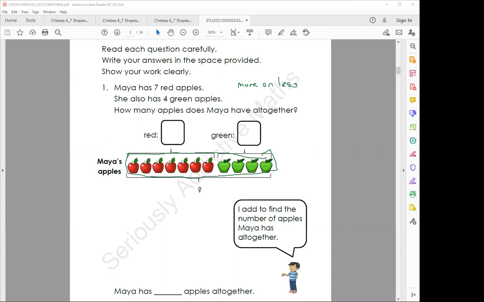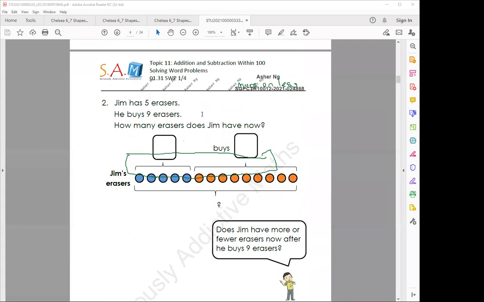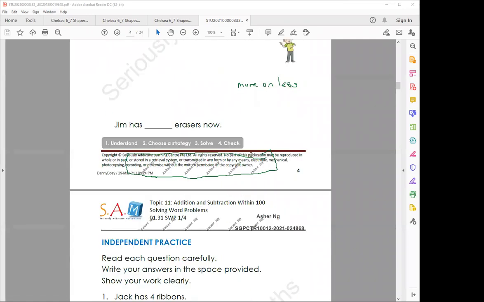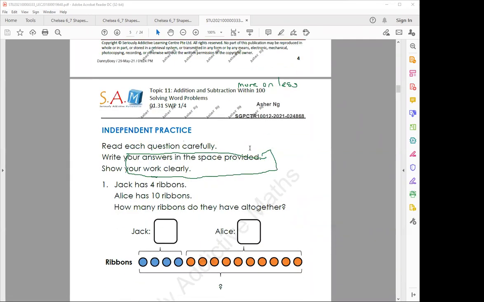For example, when you move on to the second question under guided practice, ask them, is there a more or less there in the word problem? Is it 5 erasers more, 5 erasers fewer? If there is no more or less in there, that means it's a 1 bar. You draw it as a 1 bar. So please take note that you mention these to students.